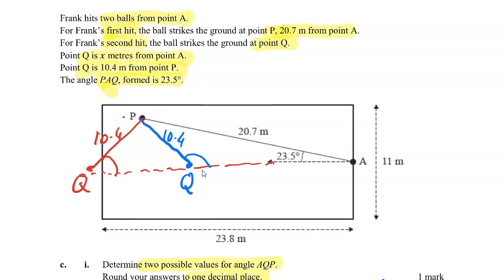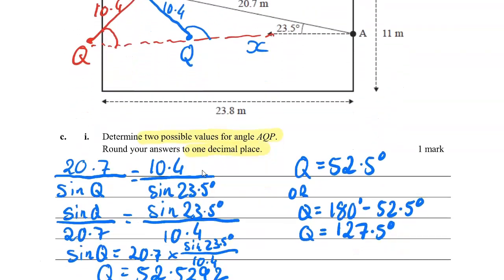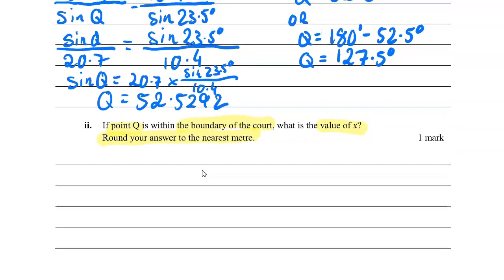So X is the distance that Q is. Now, because it's within the boundary of the chord, we now know that it's this one, okay? Because that one, the acute angle, was outside the boundary of the chord. It was out. So this one was within the boundary of the chord. So it's in, and so that distance there. So that means we're using the obtuse angle.